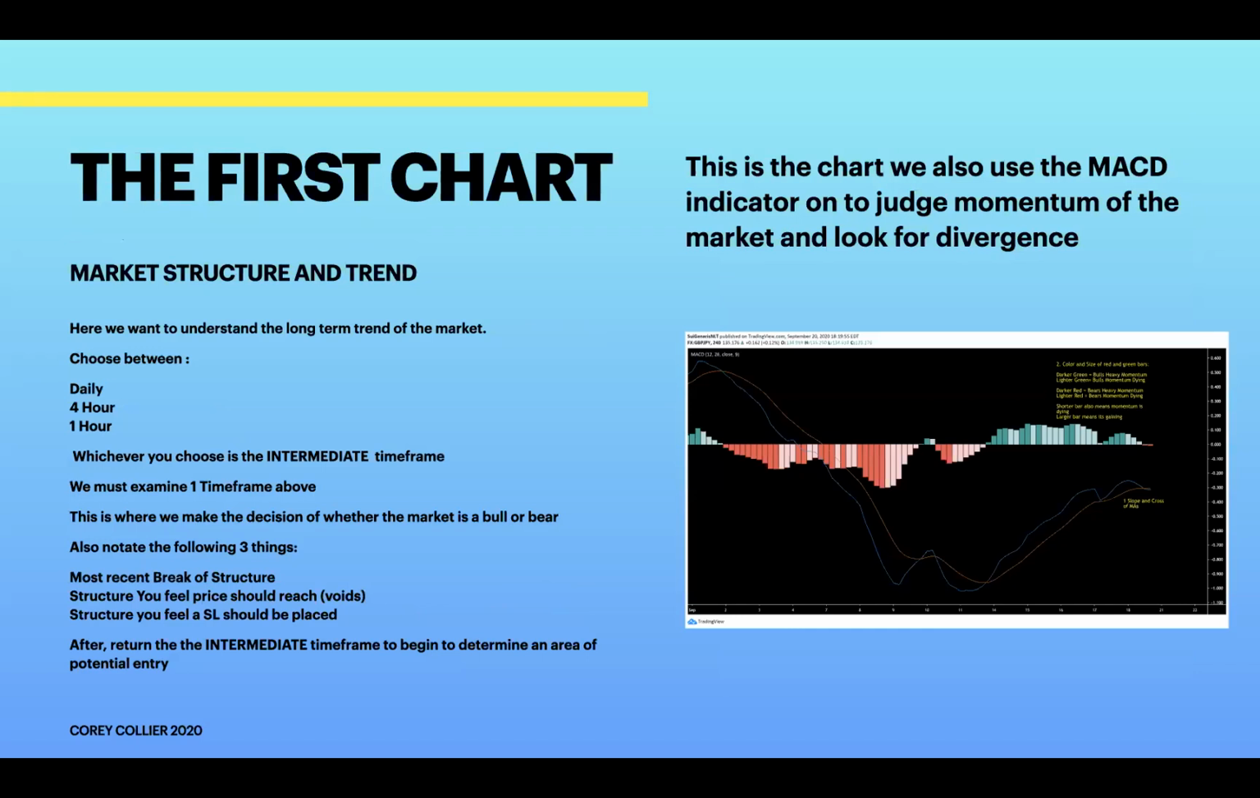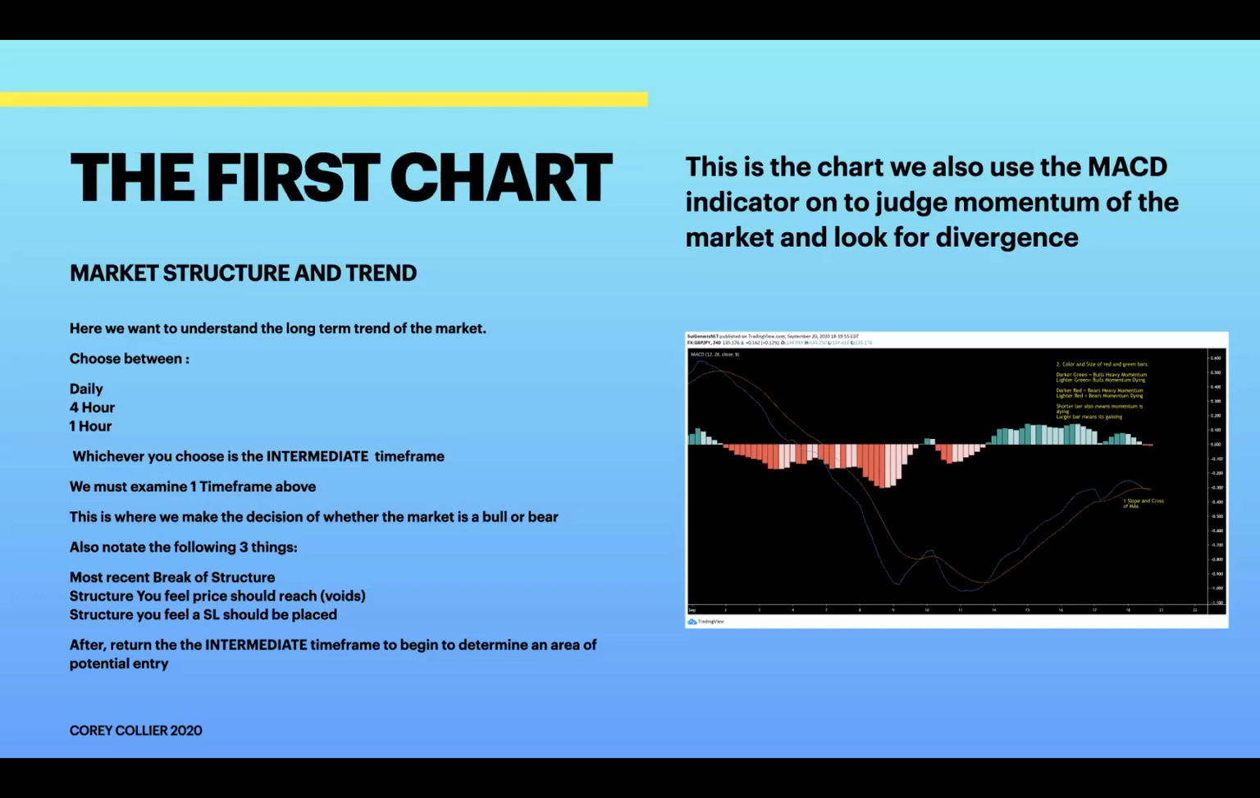So the first chart, okay, what does the first chart tell us, right, when we're looking for structure? The first chart is going to be your market structure and your trend. This is major market structure and trend, right? Here we want to understand the long-term trend of the market, guys. So we have to choose between the daily, the 4 hour, or the 1 hour. Now, whichever you choose as your first favorite time frame, guys, is your intermediate time frame.